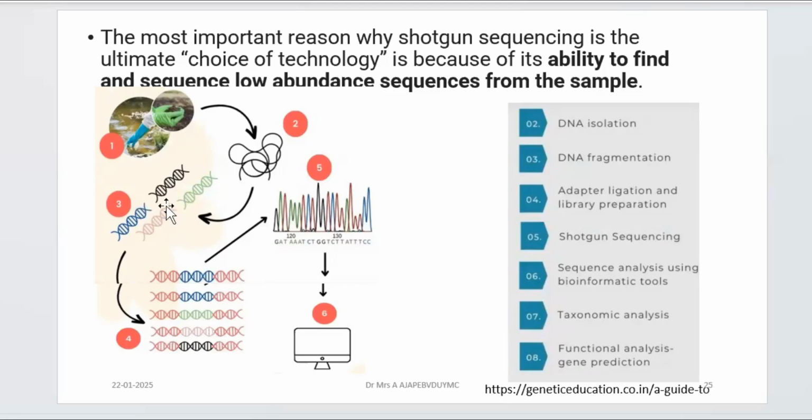Then to these fragments, if you see, one is blue color, one is black color, another is pink color, and these are the same here, right? But one thing is common, that on either side you have the same pink colored regions. What are those? Those are the adapters. So once you fragment the DNA, adapters are added, adapter ligation is done, and you prepare the library.